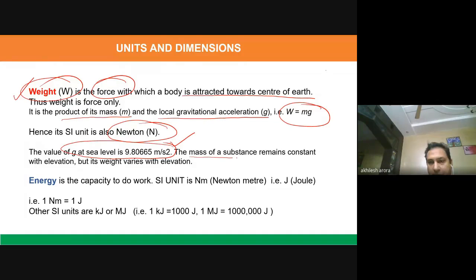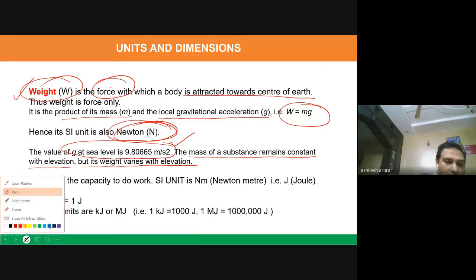The mass of a substance remains constant with elevation, but its weight varies with elevation. If you are weighing, say, 600 Newton on Earth, then on the Moon you will weigh less, based on the gravity of the Moon, which is 1/6 of Earth's. So your weight will reduce, but your mass will remain the same. Once again, weight is a force and its unit is Newton. So you should remember that.